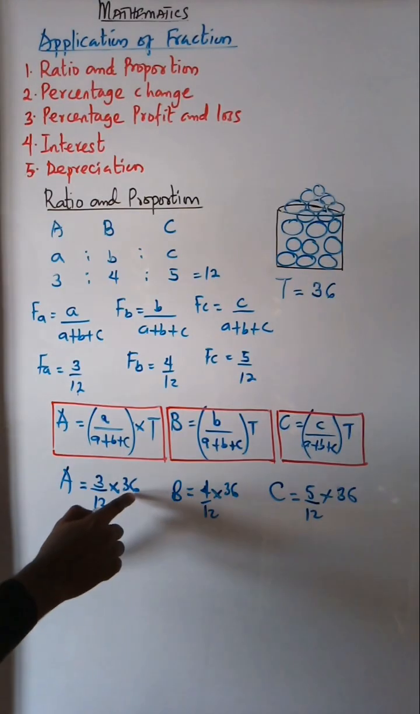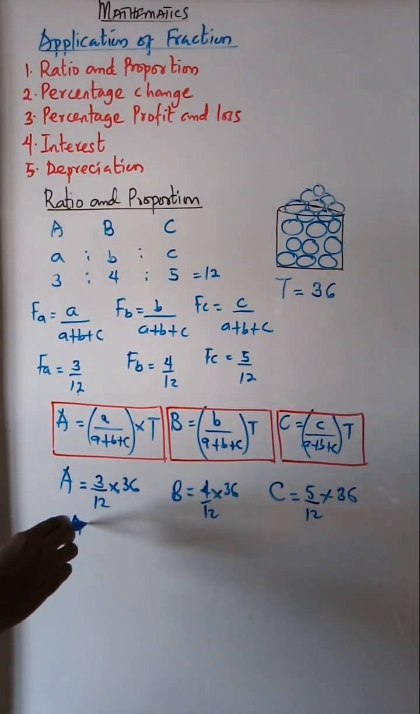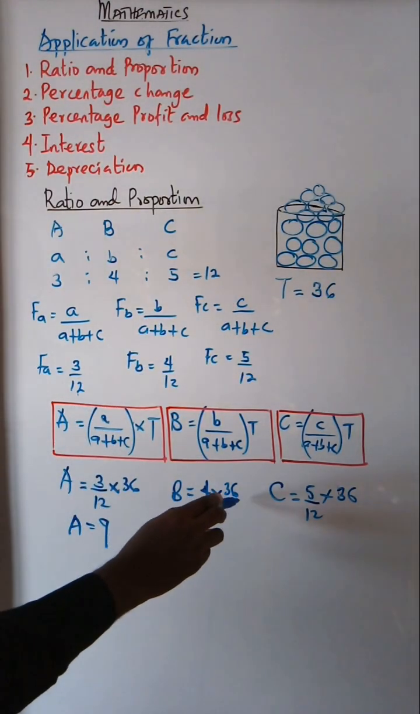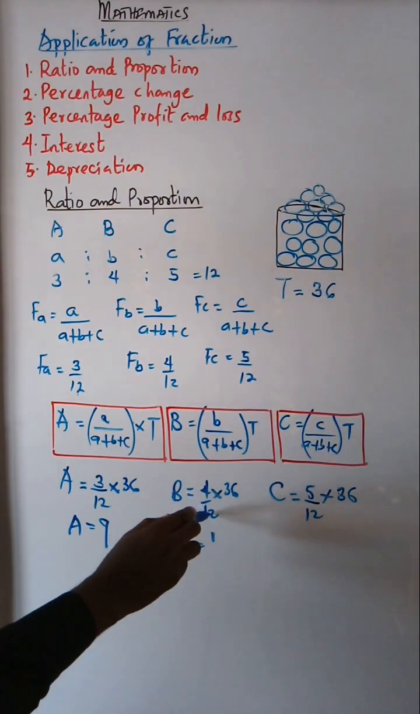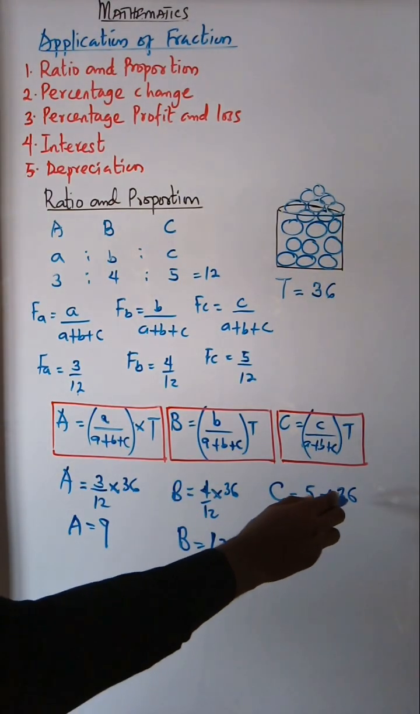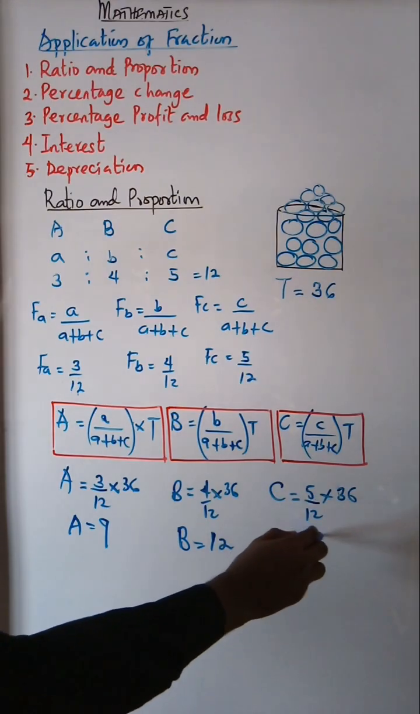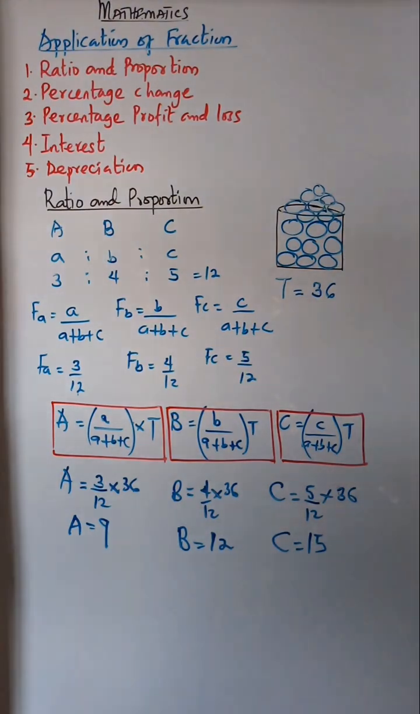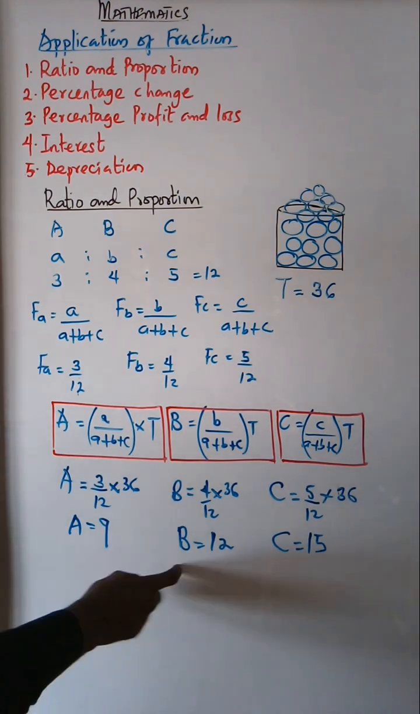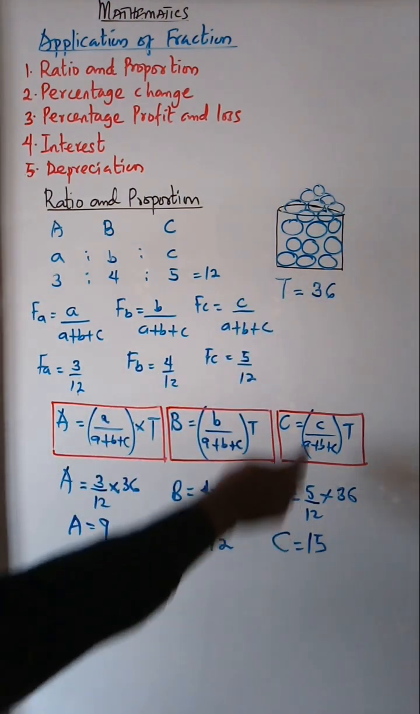12 in 36 is 3, 3 times 3 is 9. So A will take 9 oranges. B will take 3 times 4, that's 12. And C is taking 3 times 5, that's 15. So out of all the oranges, A will take 9 out of 36, B will take 12 out of 36, and C will take 15 out of 36.